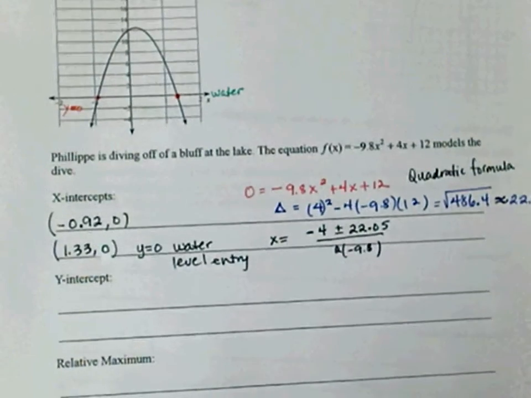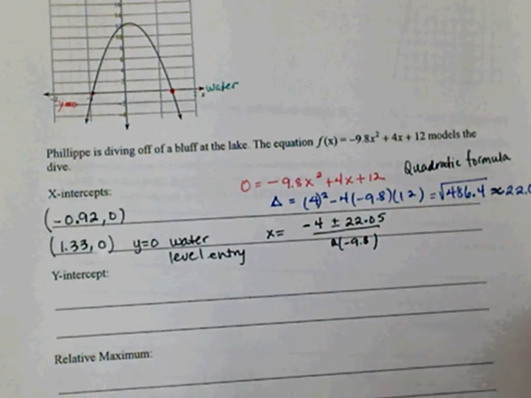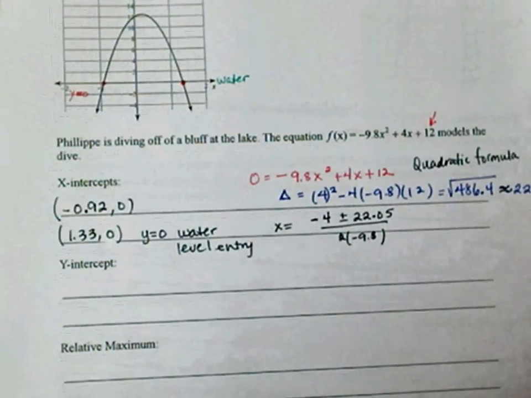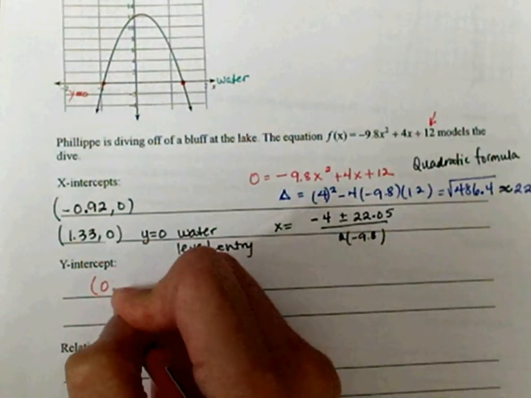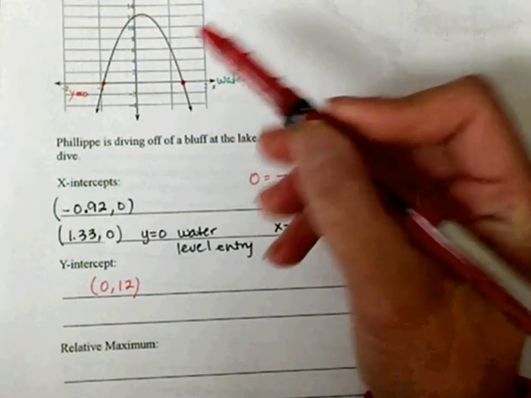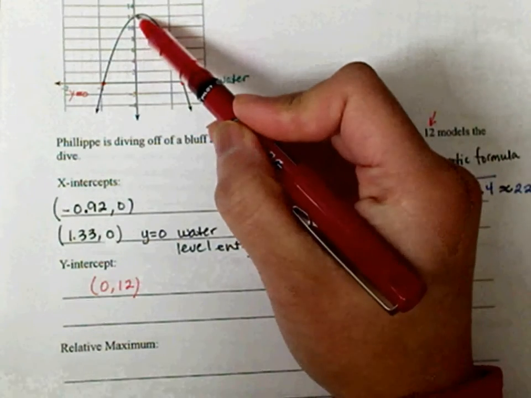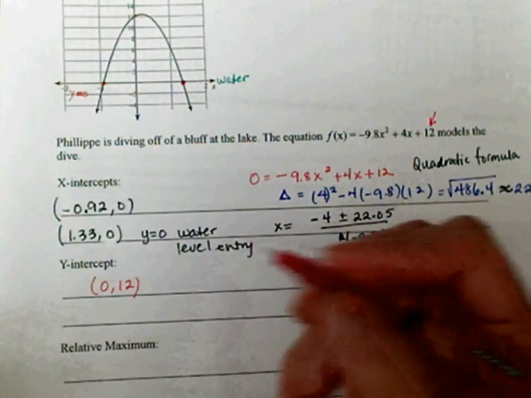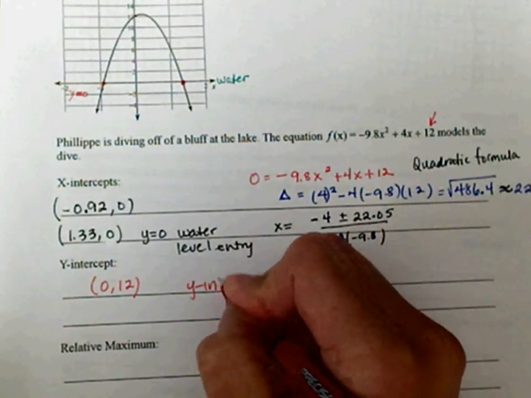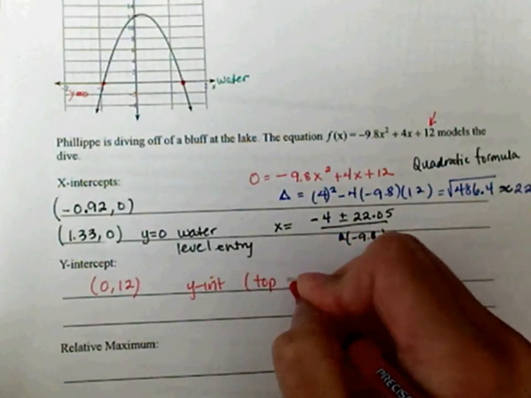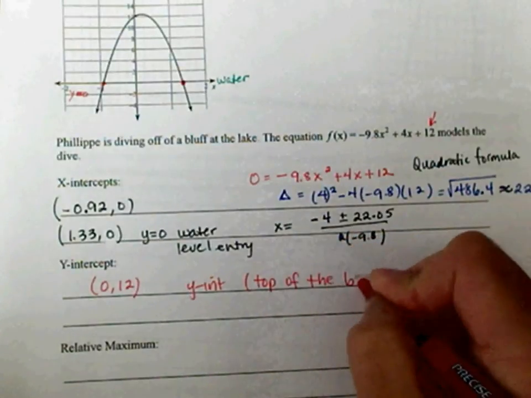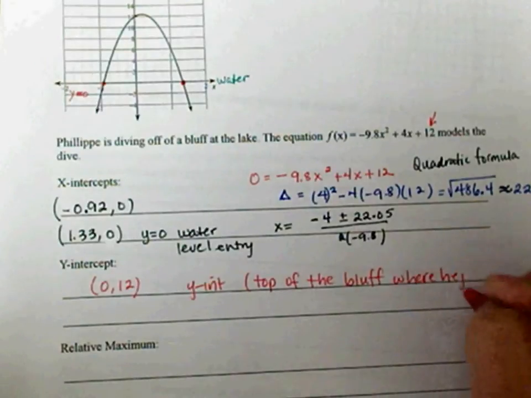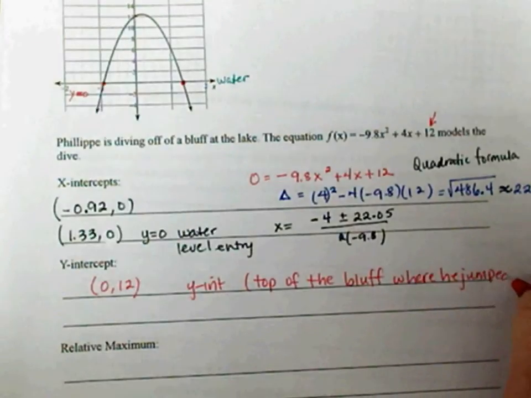For your y-intercept, if you look at the equation, your y-intercept is always your c. So for your y-intercept, it is (0, 12). What does the y-intercept mean? Well, he's crossing right there. So the y-intercept is probably the top of the bluff where he jumped off. All right.